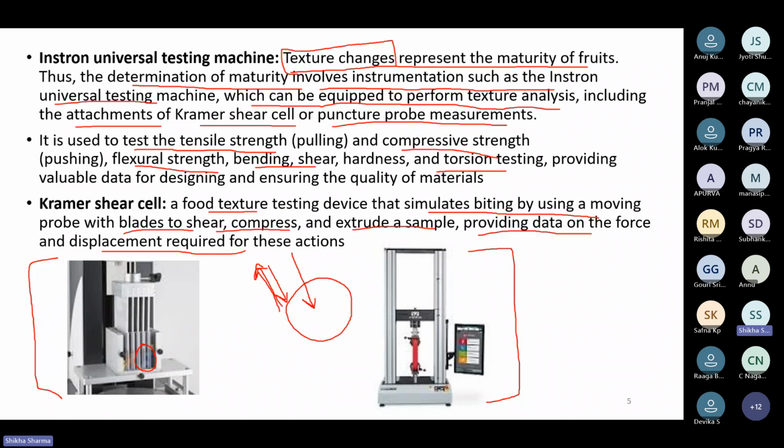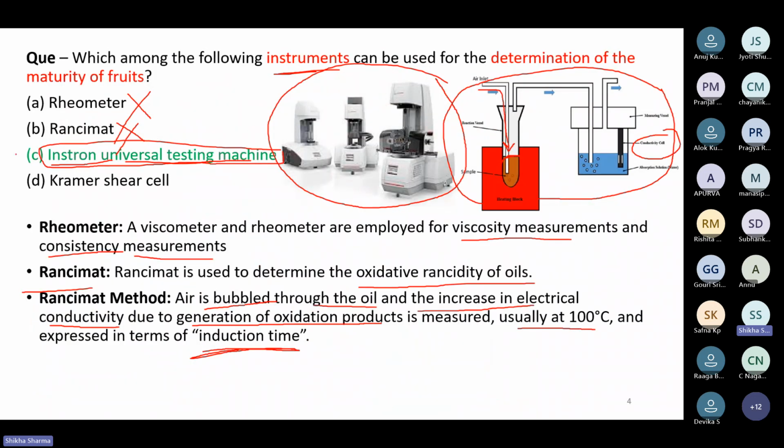And so option C is correct, which is mainly used for texture analysis or firmness by using two methods, either the compression method or puncturing the fruit and measuring. So it measures by two methods.